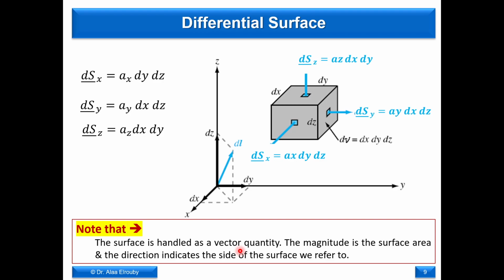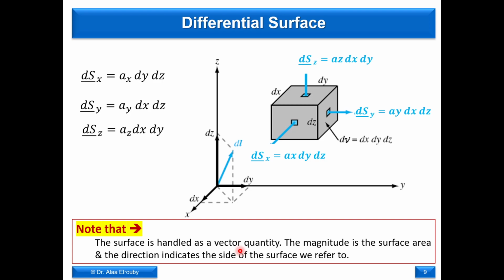The magnitude would be the area of the surface, and the direction would be perpendicular to the surface in the outward direction. Just consider the surface to be your hand. If you are describing the back of your hand, it would be the area of your hand, and the direction of this surface is going out of the back of the hand in the normal direction. If you are talking about the inner part of your hand, it would be the same area but pointing out of the inner hand in the normal direction.